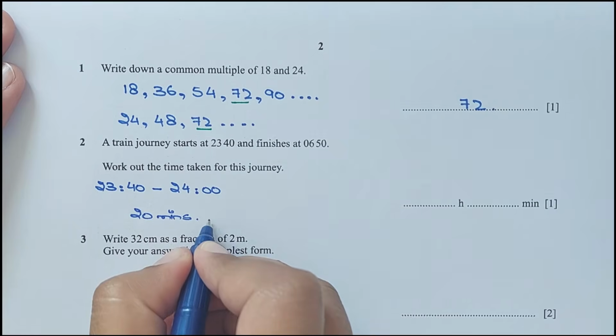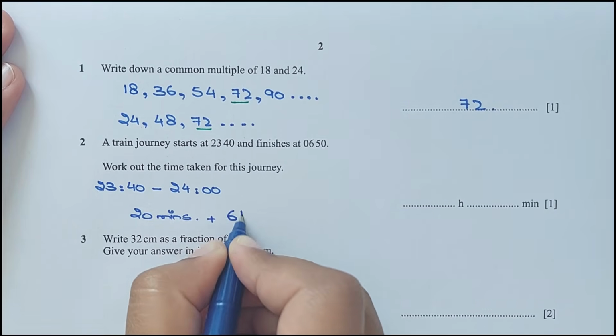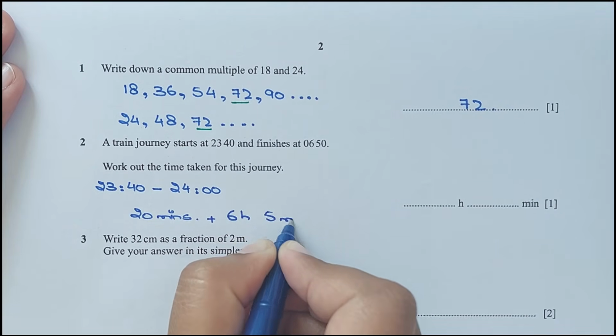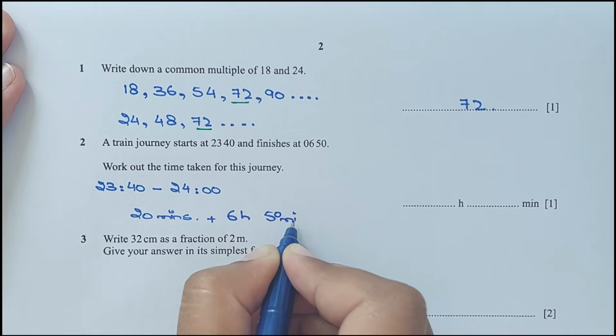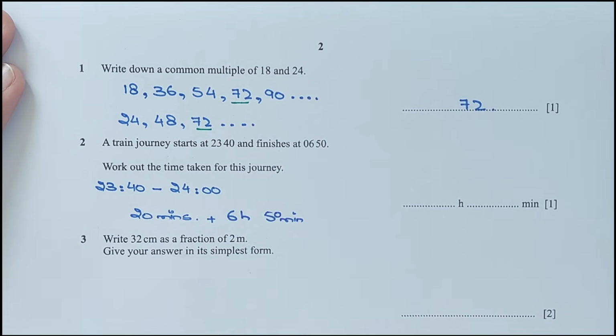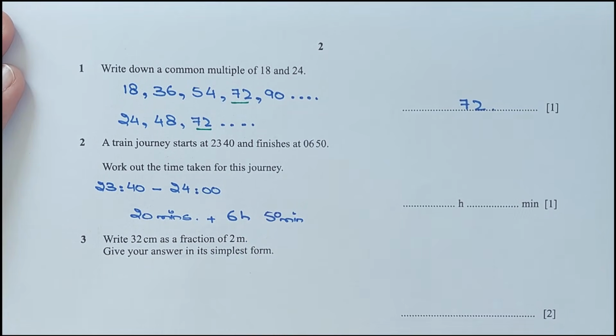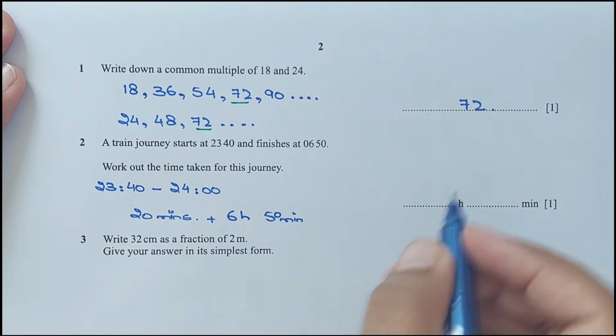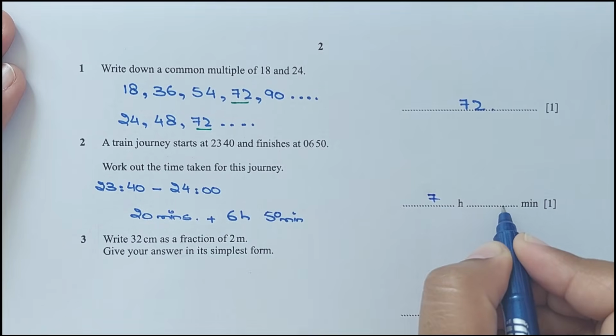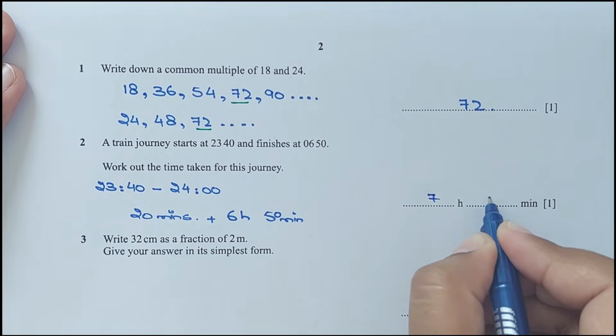Right, to the 20 minutes we need to add 6 hours and 50 minutes. So this is 6 hours and 50, 60, 70 minutes. 70 minutes has also 1 hour. So 6 plus 1 is 7 hours and 10 minutes.